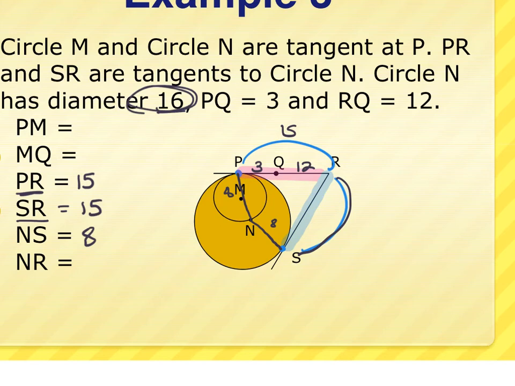So if the diameter of my small circle is 8, what's the radius of that small circle? 4. Now that's MP. Now I need two things. I need MQ, which fills in this triangle here.